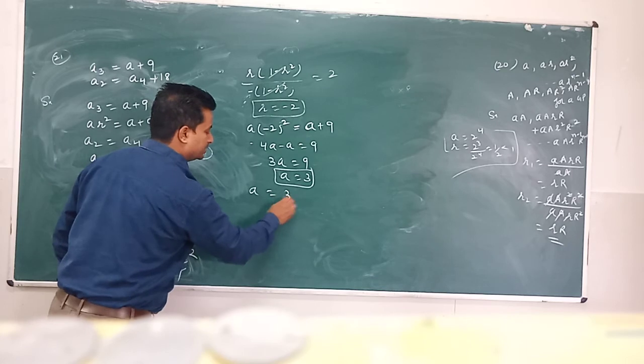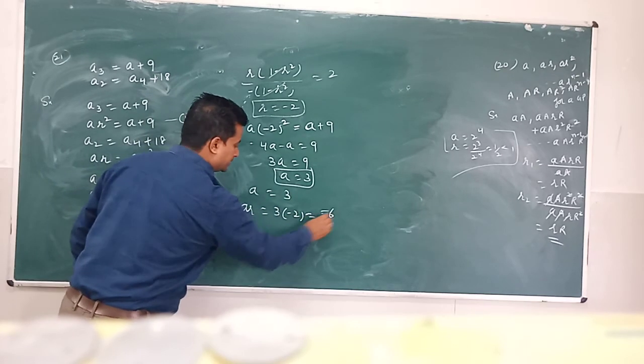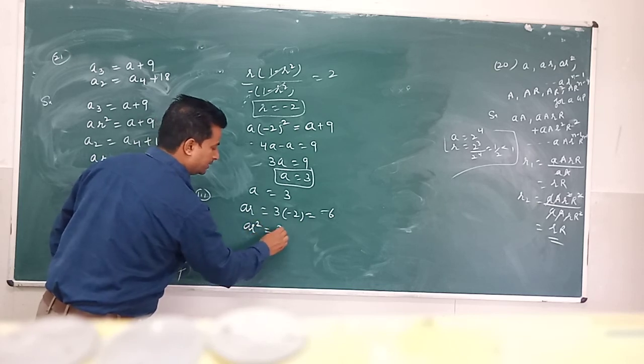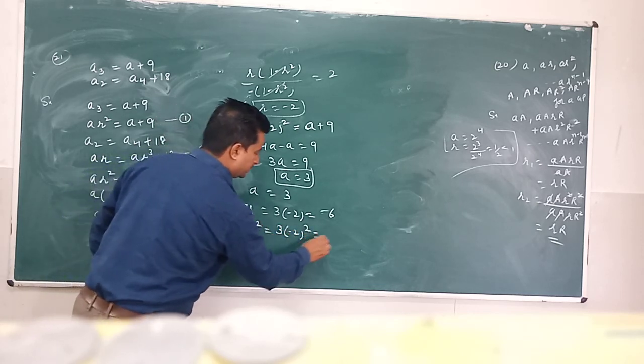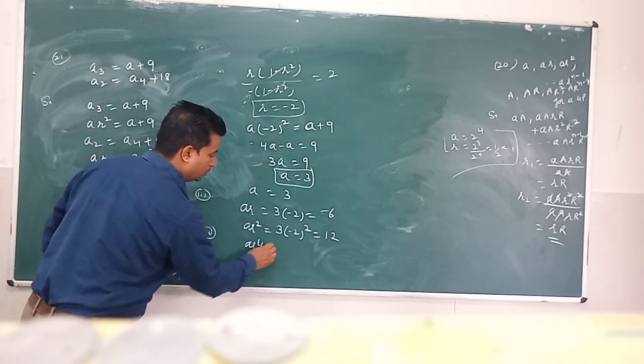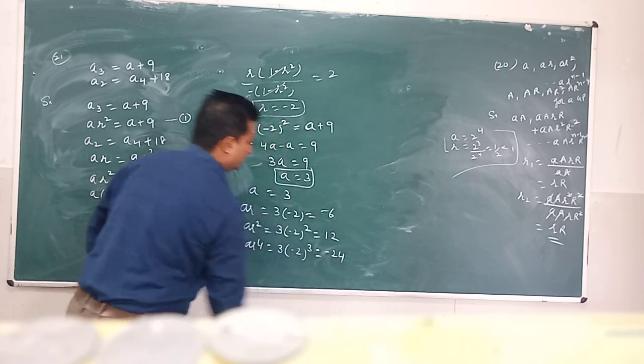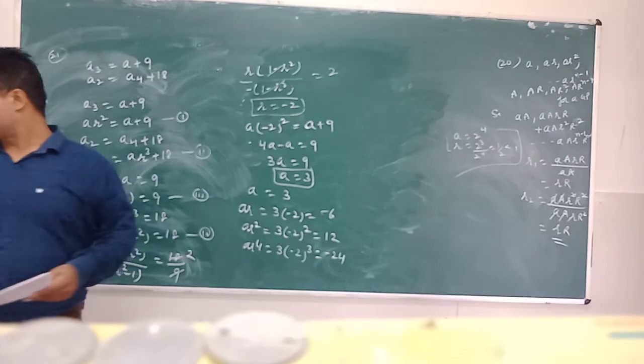This is the first term, a equals 3, and the common ratio is minus 2. So the first number is 3, the second is ar, which is minus 6, the third is ar square, 3 into (minus 2) whole square, which is 12, and the fourth is ar cube, 3 into (minus 2) whole cube, which is minus 24. These are the 4 terms of the GP.